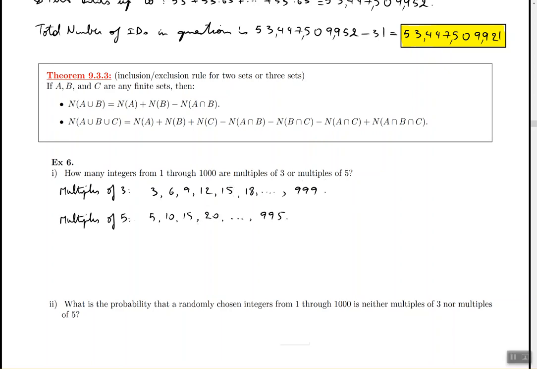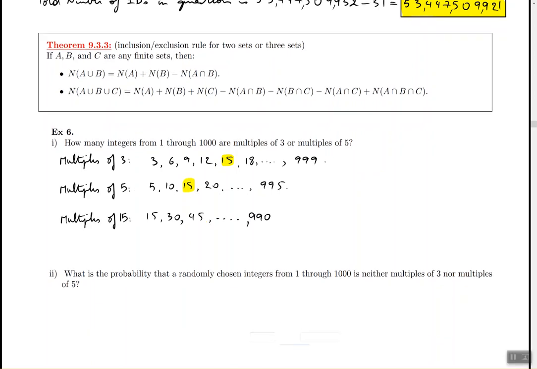So there's the list, and as you can see, there are some duplicates. 15 shows up in the first list and the second list. There are other choices that will show up in both lists, for example, 30, and who knows, 45, things like that. What I'm going to do next is count the multiples of 3 and 5 at the same time, so basically multiples of 15. This list is going to contain all the numbers that are multiples of 3 and multiples of 5. These are all the duplicates, the numbers that showed up in the first list and the second list.